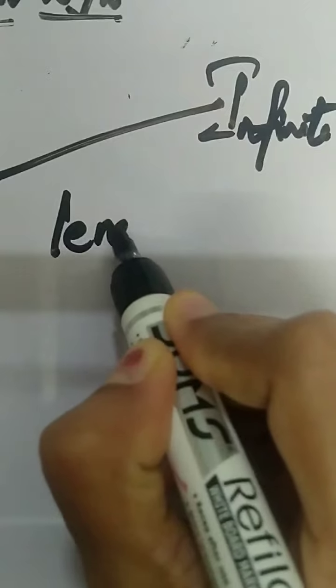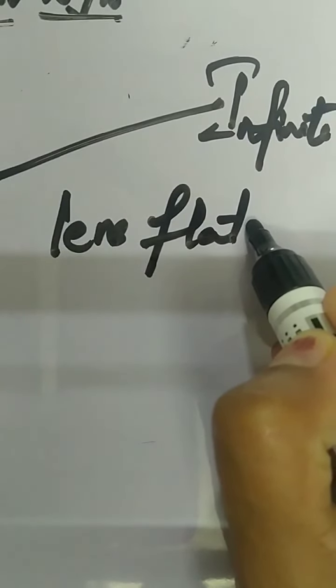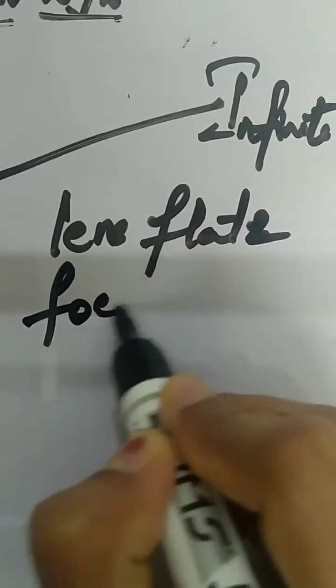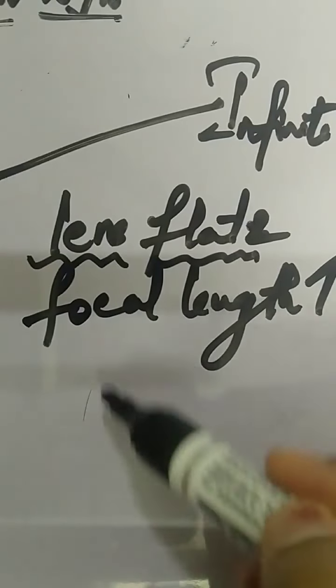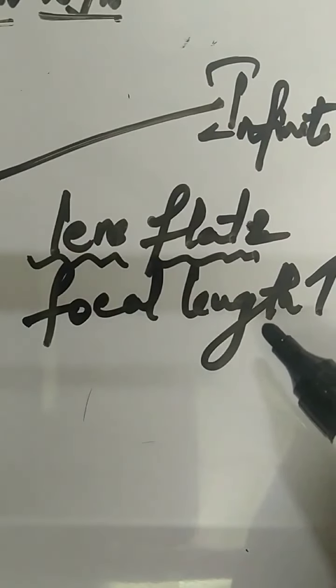Now suppose the objects are at infinite distance. Let us suppose the objects are at infinite distance, then the lens becomes flat. Okay, lens becomes flat and the focal length increases. When will it happen? When the object is at infinite distance, lens becomes flat. So when the lens becomes flat, the focal length increases.